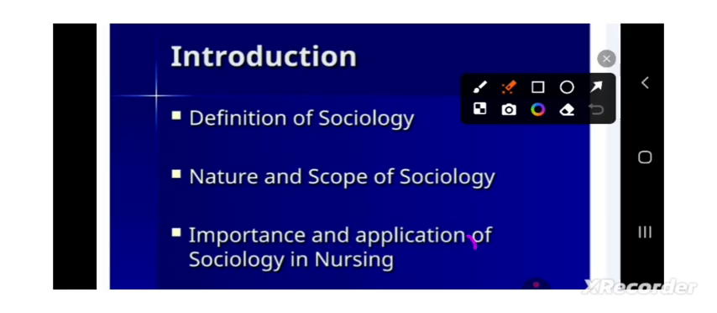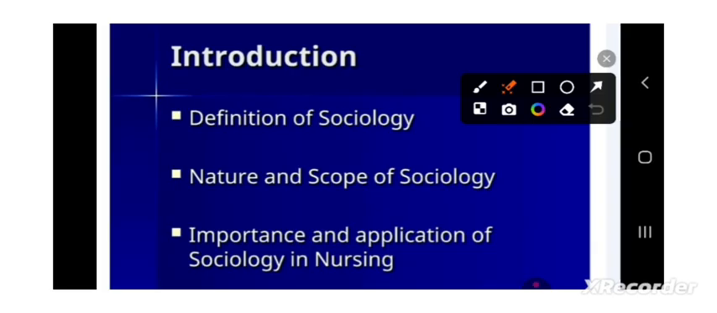Importance and application of sociology in nursing. This is the applied component, specifically tailored to the audience, likely nursing students. It will explain why nurses need to study society and how sociological knowledge is used in their profession. Key applications include understanding the patient's social and cultural background, how social factors like poverty or community structure impact health and illness, and the dynamics and hierarchies within the healthcare system itself.